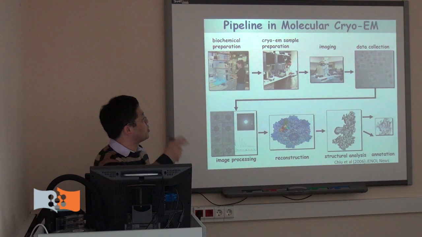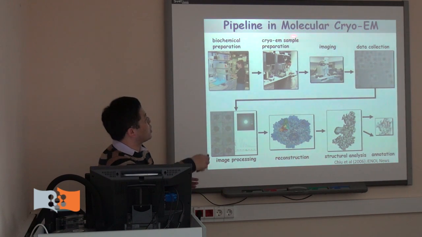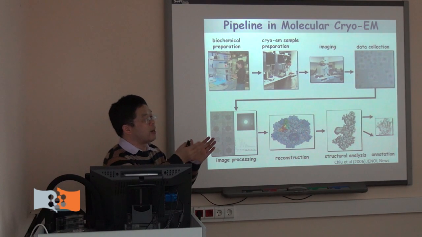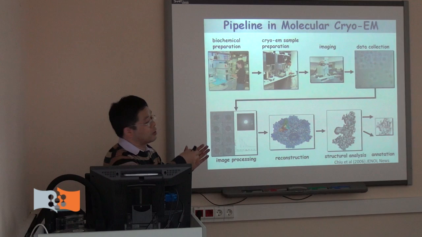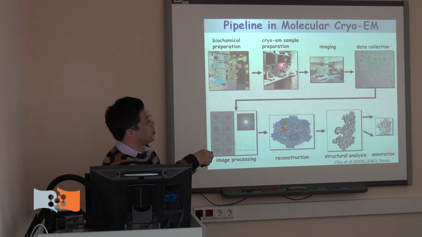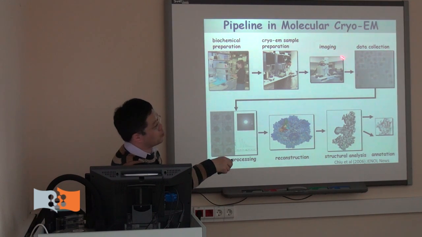After you get the homogeneous sample, then what we do is freeze that. That's what we showed before. Then you get the cryo-EM sample preparation. Basically, you apply 3 or 4 microliters of sample onto an EM grid and freeze it. Now we have a good device to reproducibly freeze the sample. After you get the EM sample, you insert it into the electron microscope.